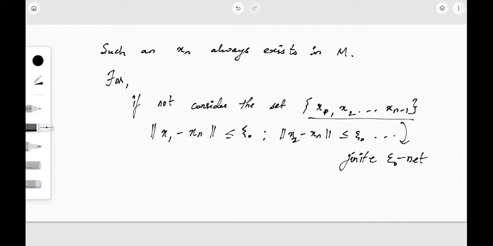So I hope the concept is clear. What we did was we chose x1 first and we took x2 such that norm x1 minus x2 is greater than or equal to epsilon naught. That is possible as long as we are considering that an epsilon naught net does not exist. With the help of that, we formed a set of elements x1, x2, etc., x_(n-1). And after choosing all those elements, we chose another element xn in M itself, which satisfies the condition that norm x1 minus xn is greater than or equal to epsilon naught, and so on. It is clear that such an xn always exists. Why? Because if such an xn does not exist, then the set x1, x2, etc., x_(n-1) will form a finite epsilon naught net. That is not possible.